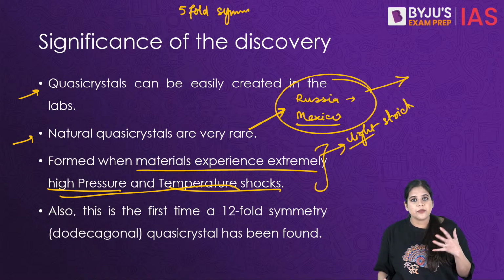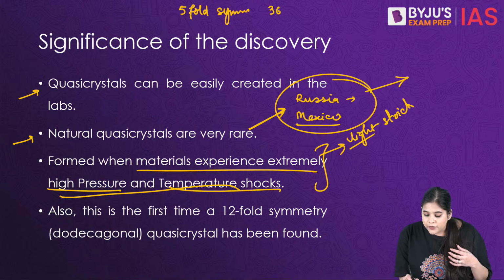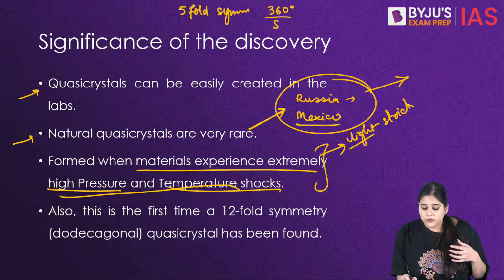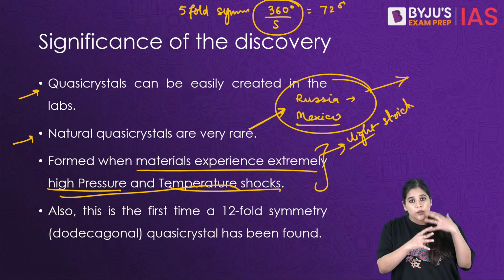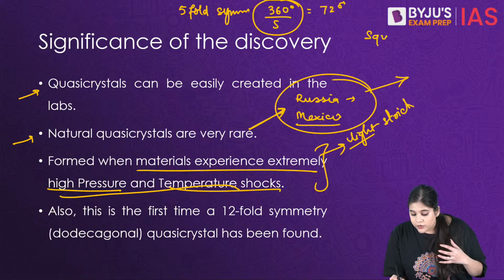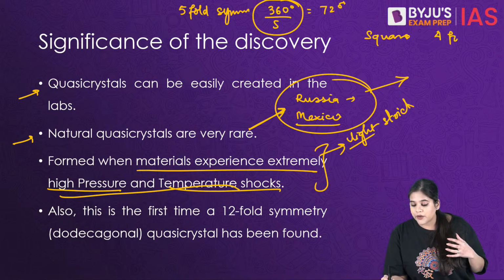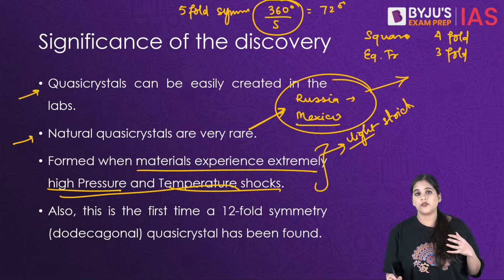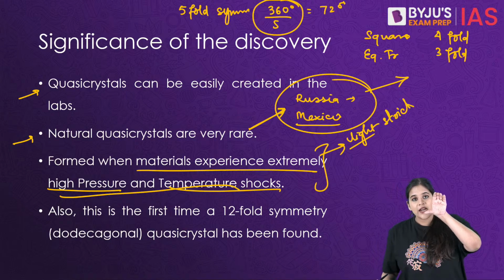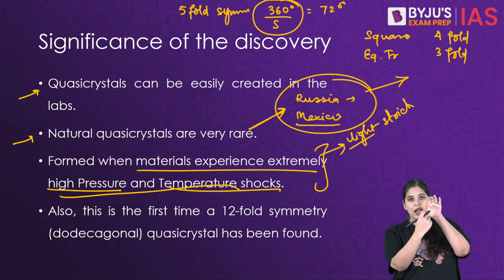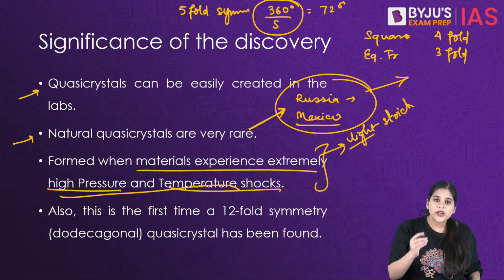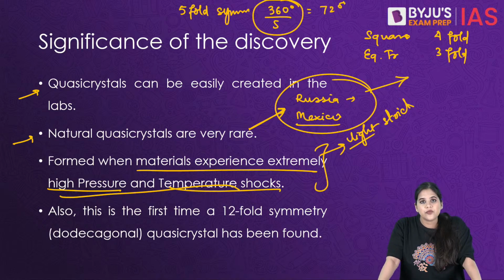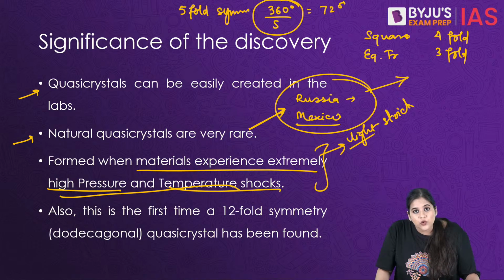Now what is 5-fold symmetry? They repeat their pattern when they are rotated by an angle of 72 degrees. Now the squares have 4-fold symmetry. The equilateral triangles have 3-fold symmetry. When you rotate a square on a particular axis by 90 degrees, it will overlap itself, right? So up until now, all the quasi crystals that were found were of 5-fold symmetry.